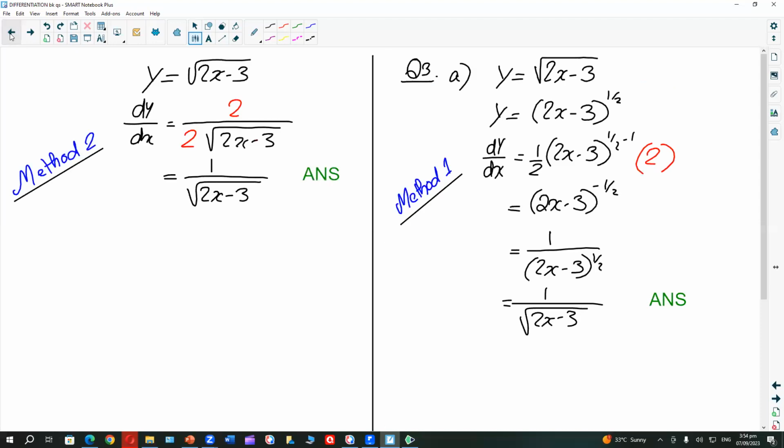I think we should solve the same question by method 1 also, which is the actual method. Method 1 has one advantage. It can solve any root, cube root, fourth root, fifth root. The method number 2 is only for square root. I think it's fine. You should do method 1 also for the same question. Use method 1.